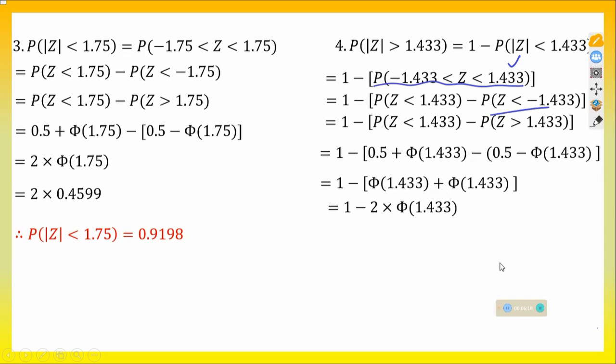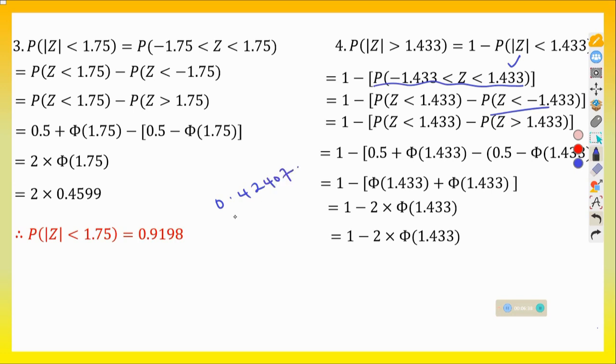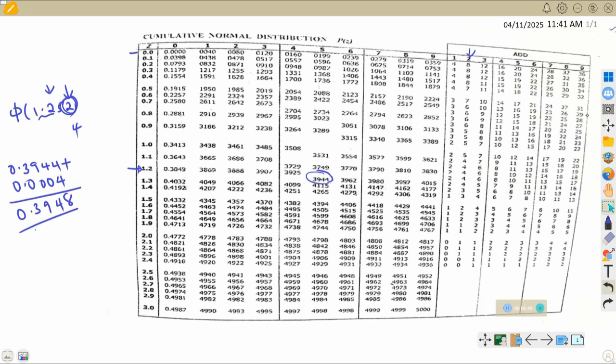So that is 2 times the table reading of that. So get the table reading of 1.433. As I said, from the calculator you might get the wrong answer. If you put 1.433 on the calculator, you will get 0.42407, which means it would be 0.4241 to 4 decimal places. But let us see from the tables.